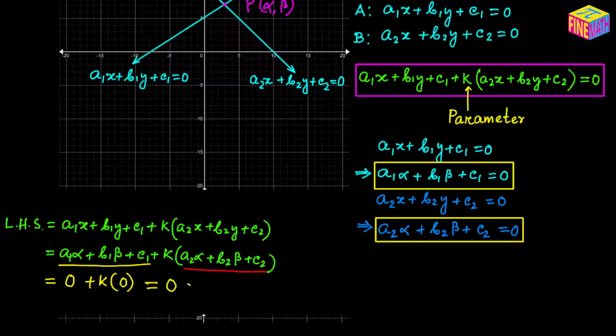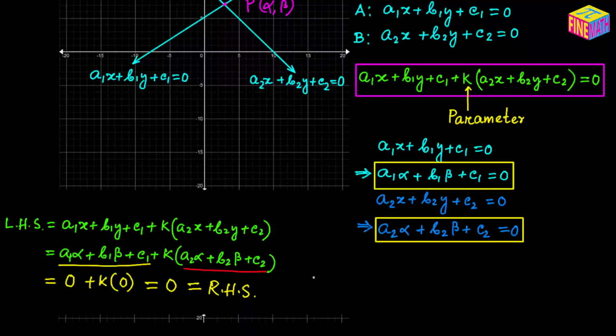So now we have been able to prove that the left hand side of our new equation is equal to the right hand side of that new equation. The right hand side is obviously 0, which we have in the pink box, and for the left hand side we are able to prove that when we use the coordinates of the point P, this equation is satisfied. That means the coordinates of the point P are satisfying the new equation.